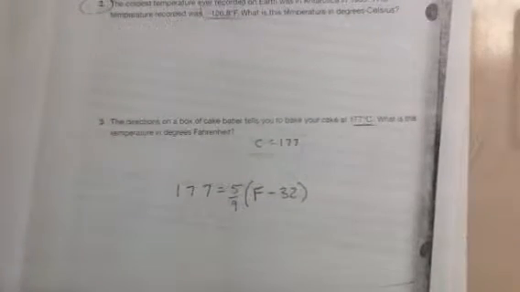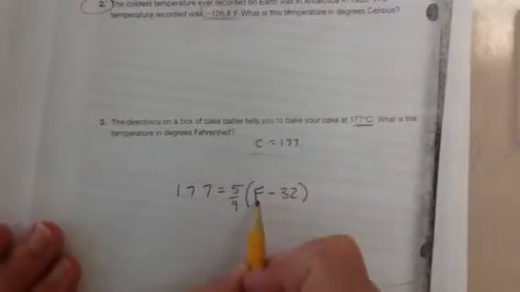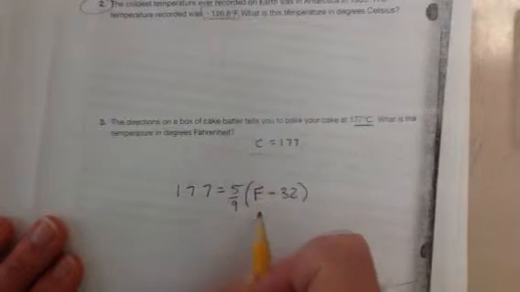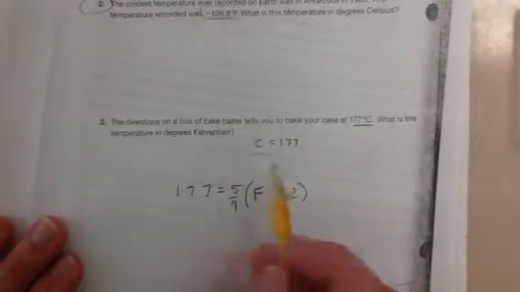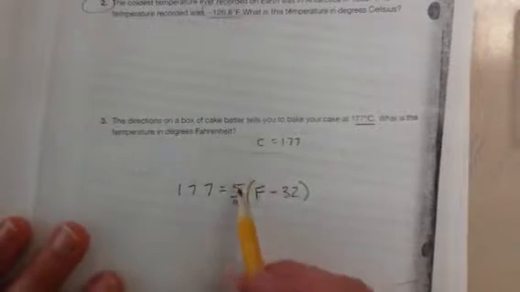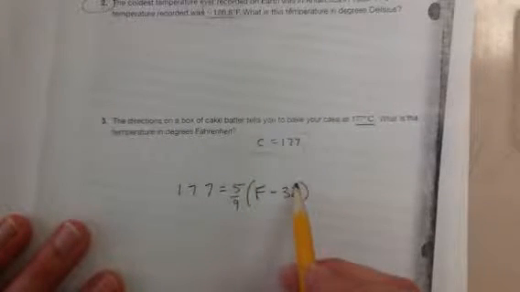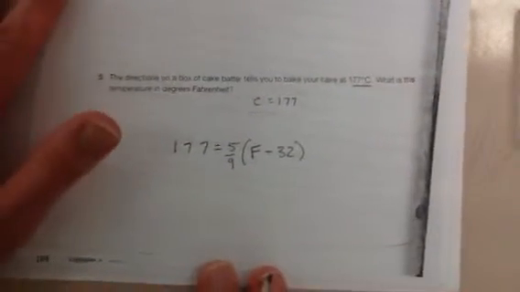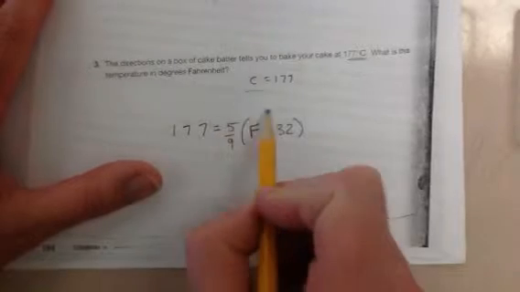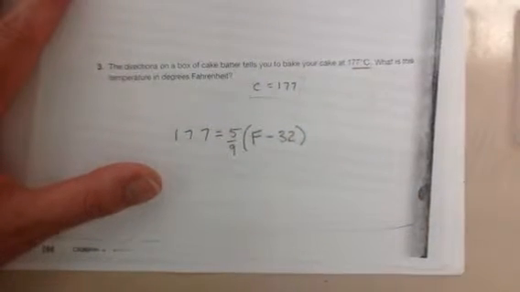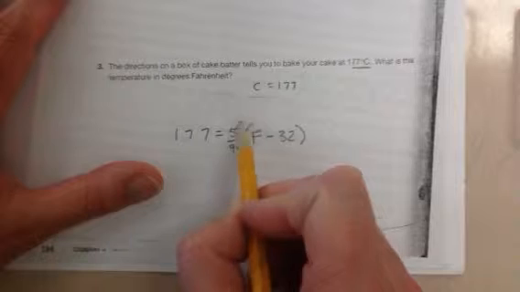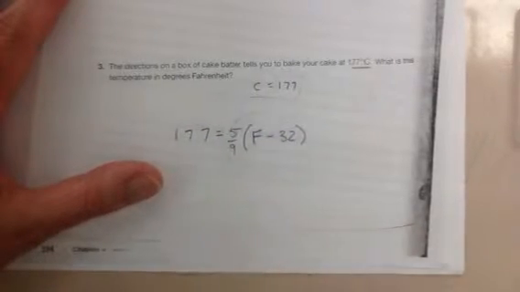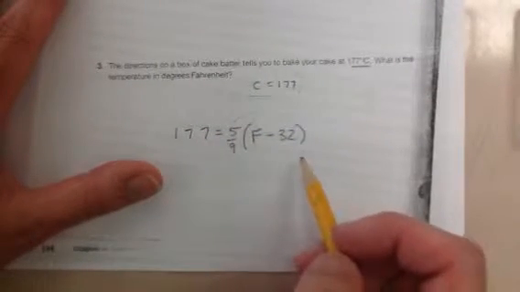Now, from here we need to solve for F. We need to get F all by itself. So we need to undo what's being done to it, and there's a couple ways we could do that. We could distribute. We could get rid of the 5/9 first. There's several different ways to solve this equation. I think probably the most common way you've seen, though, is to do distribution first. I don't know that it's the fastest way. So if you want to distribute and then treat it like a two-step, you can. I'm going to show you a different way.